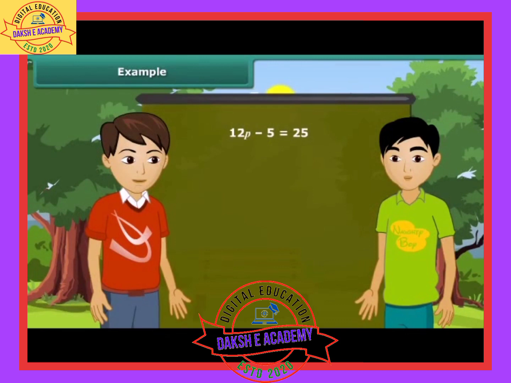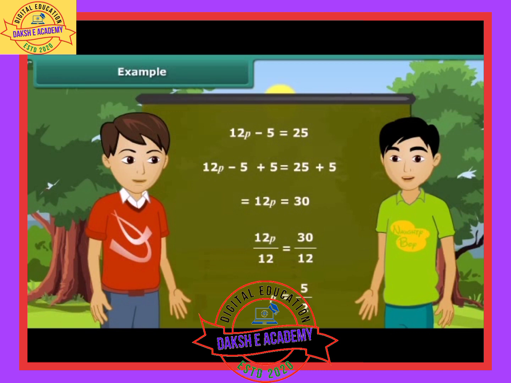Ajay, can you solve this equation? Yes. To get 12p on the left-hand side, we will add 5 to both the sides. We get 12p is equal to 30. Now divide both sides by 12. We get the answer p as 5 upon 2.